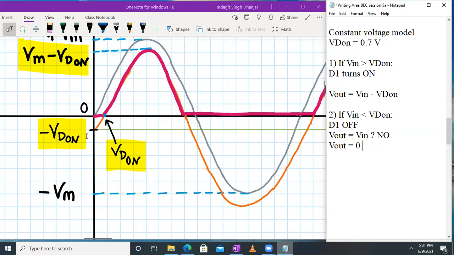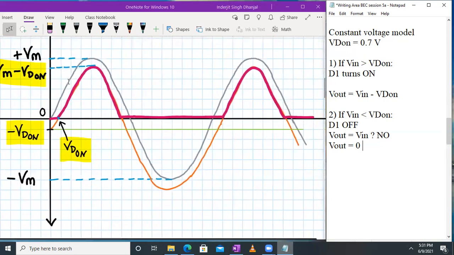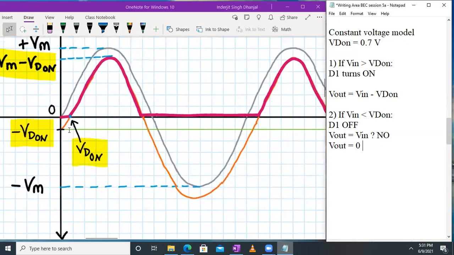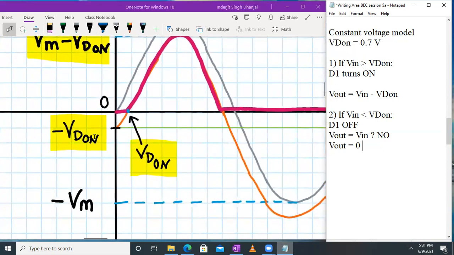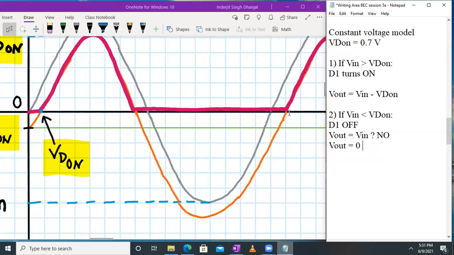For my input waveform, the gray color waveform, the x-axis is my reference. For my orange color waveform, this green color clipping level is my reference. So when I say Vin equal to 0, for this orange color waveform I am over here at minus VD on. When I say Vin is equal to VD on, I am at the 0 axis. Are you following what I'm saying?